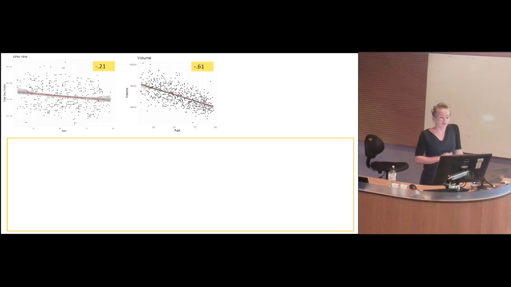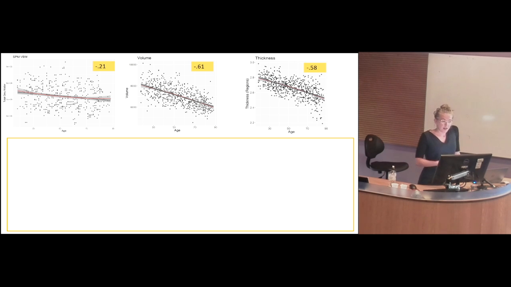Next, I'm going to show you volume. This is FreeSurfer surface-based volume. We can see again a decline, but at a steeper rate. Again, thickness, so decline at a relatively similar rate to volume, suggesting here, for example, that surface-based analyses have a steeper correlation with age than VBM.